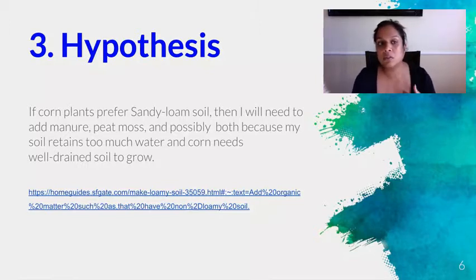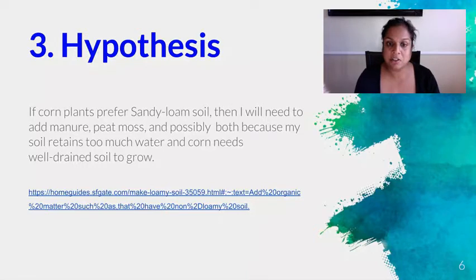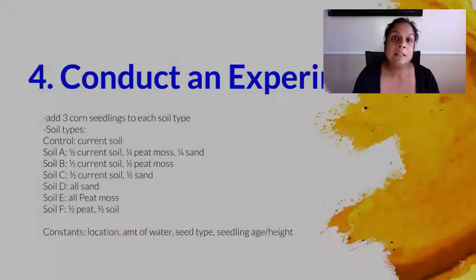So in high school, we usually like to form our hypotheses in an if, then, because format. So if corn plants prefer sandy loam soil, which I learned through my research, then I will need to add manure, peat moss, and possibly both because my soil currently is retaining too much water. And I learned from my research that corn needs well-drained soil in order to grow.